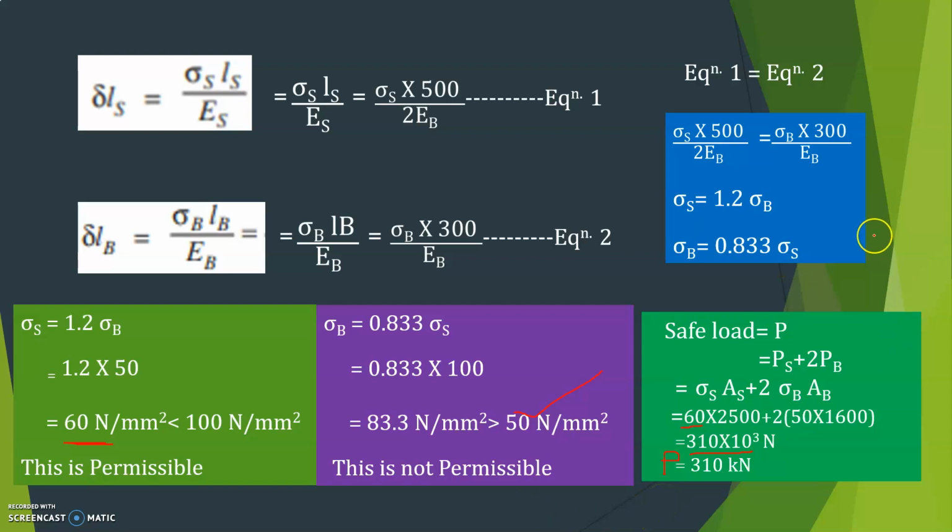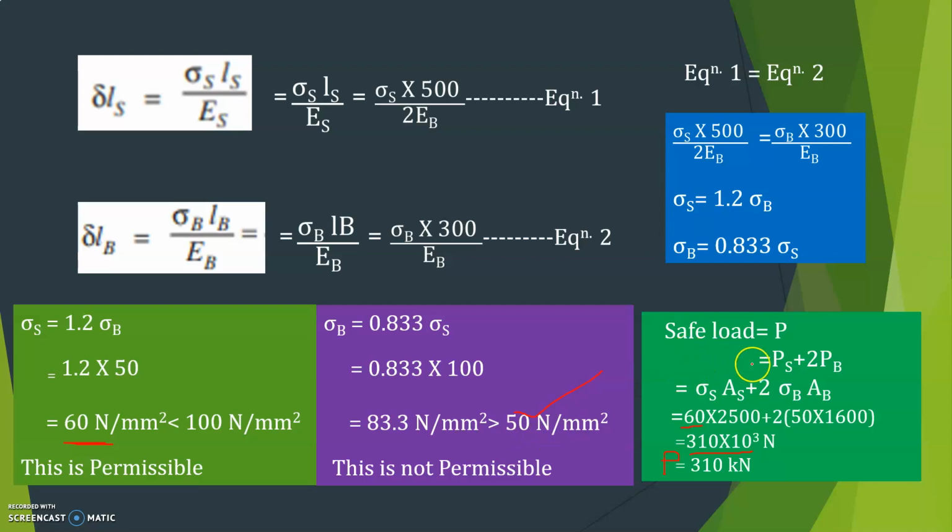The main thing you have to remember here is that stresses should not exceed the given values, so you have to take care of that. So how can you do that? First get the equation. After simplifying, the deformations are equal in both the rods, so equate that equation, simplify, write in terms of both sigma S and sigma B, then check the values whether stresses are exceeding the given value or not. If it is less than the given value, then it is permissible. If it is more than the given value, then it is not permissible.